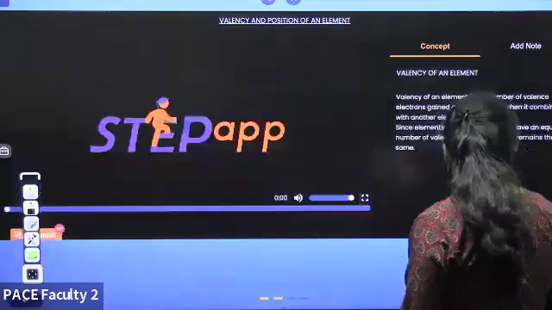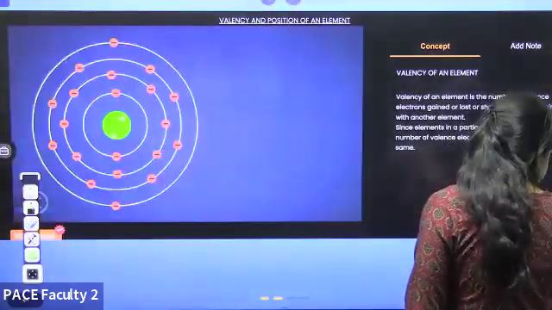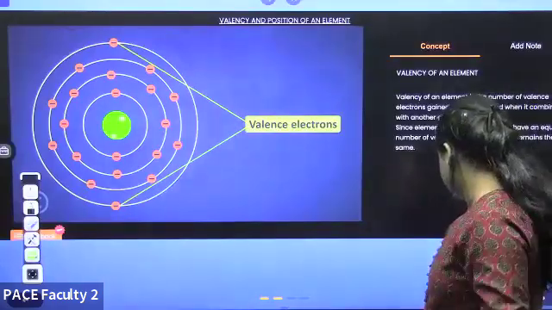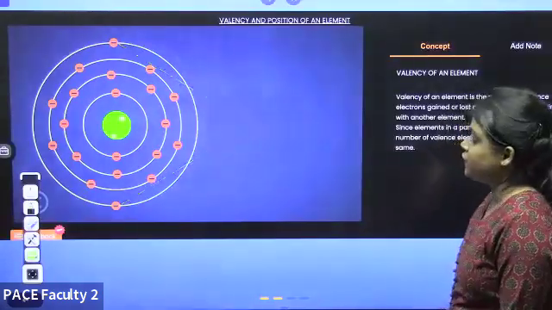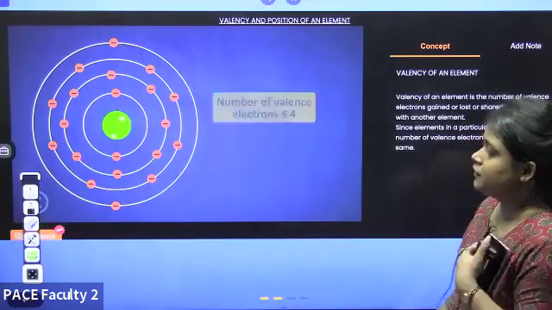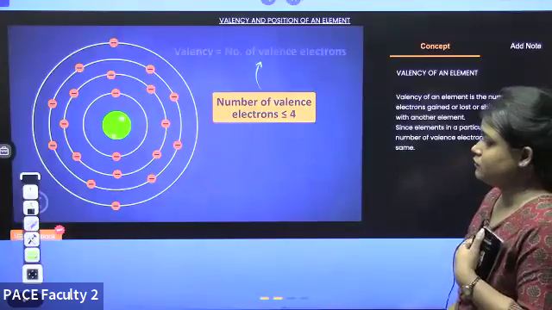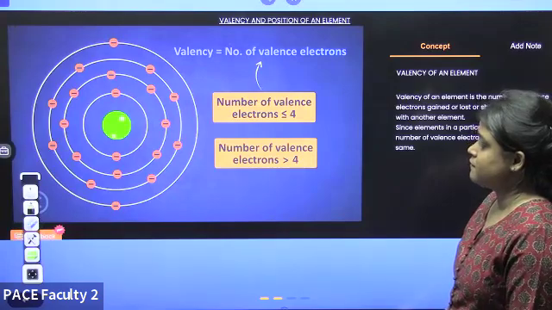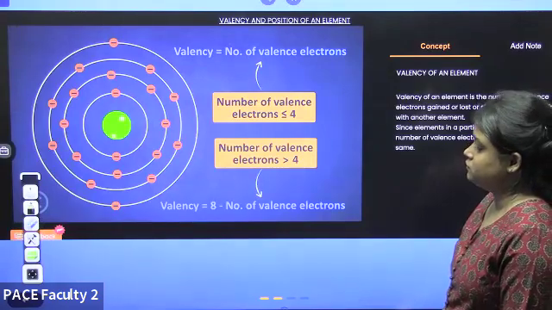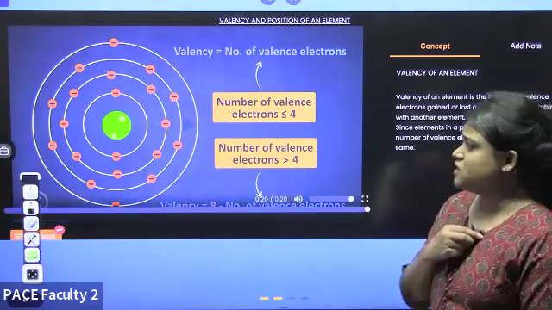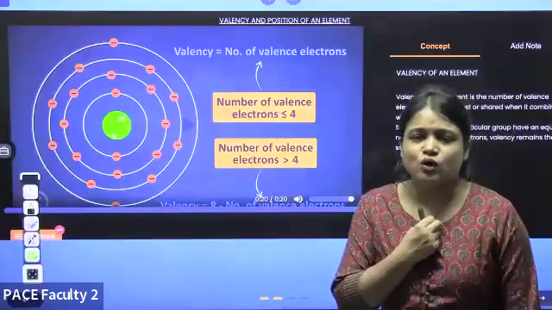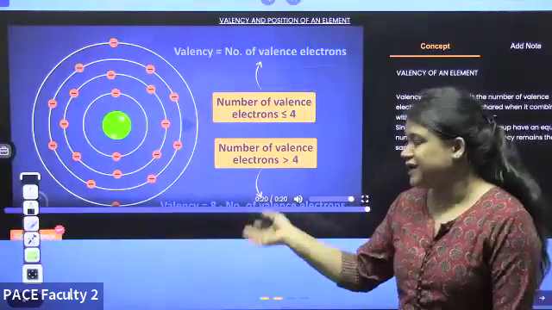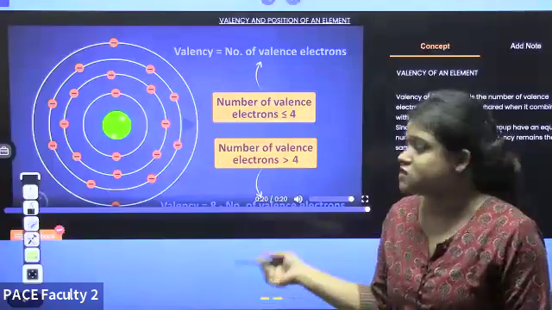Let's see. Here we will discuss about valency. Valency of an element is the number of valence electrons gained or lost or shared when it combines with another element. Elements in a particular group have equal number of valence electrons. Valency remains the same. Okay, so you just have to know how to find valency. You all have done this in the junior classes also. Valency basically means 8 minus number of valence electrons, right?